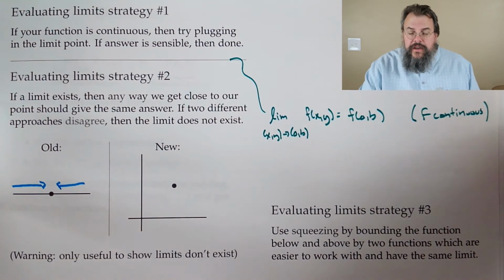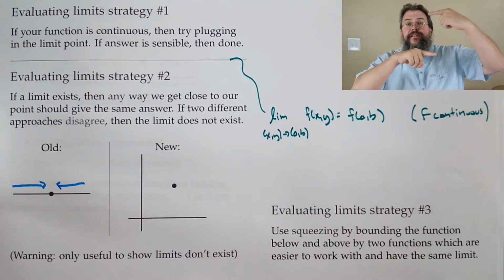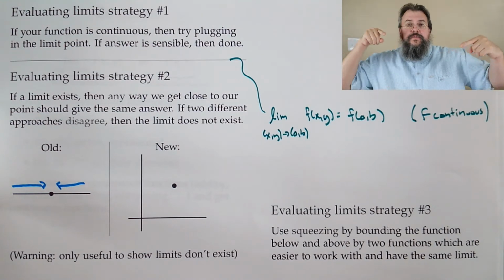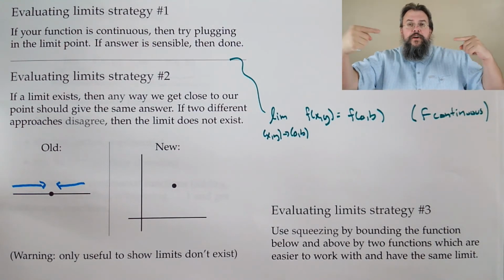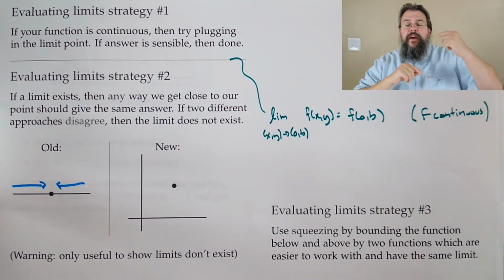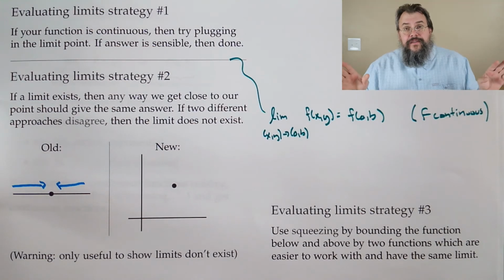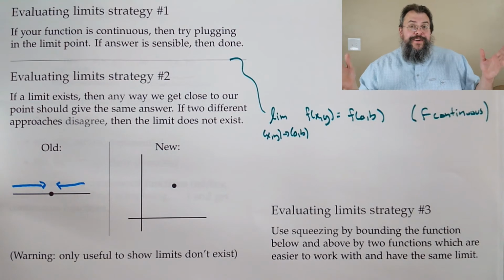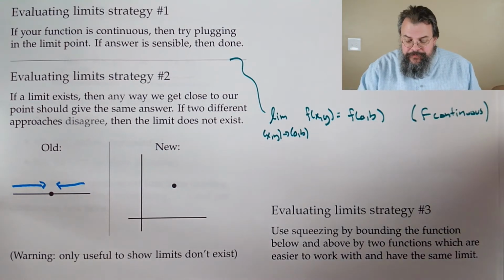And we can say, look, if we ever have something like this, where depending upon how we approach, because we can approach from different directions now, but if we approach and they go to different values, then the limit doesn't exist. So, how many ways are there to approach our point?